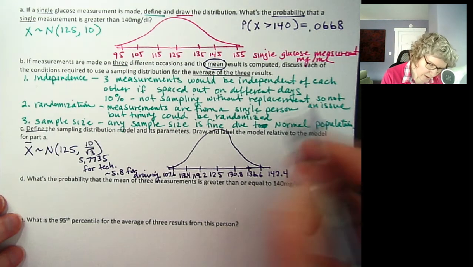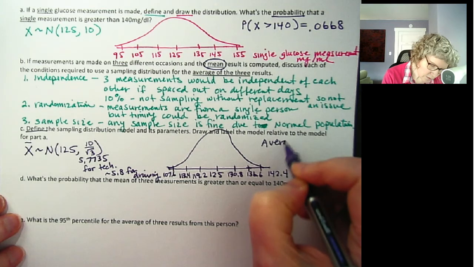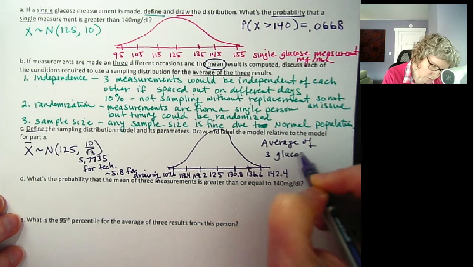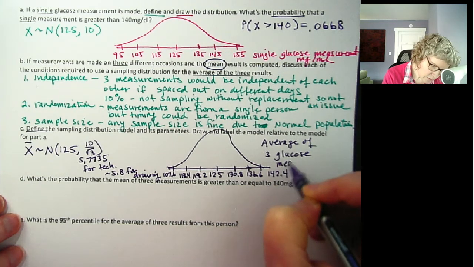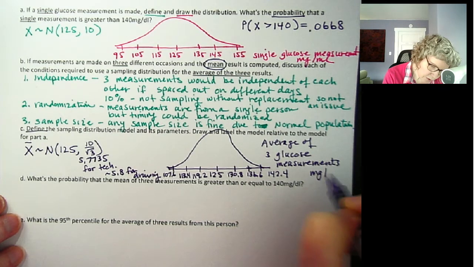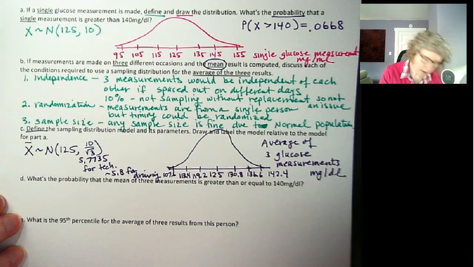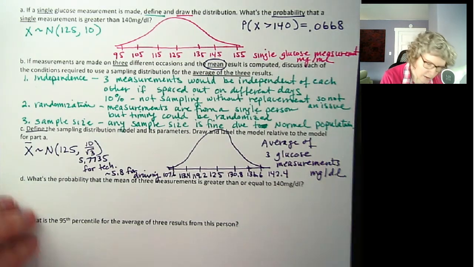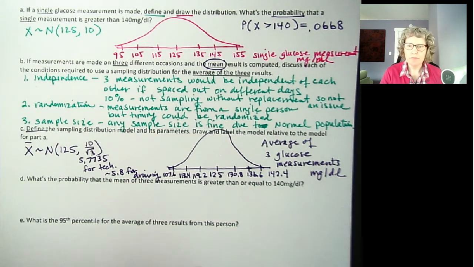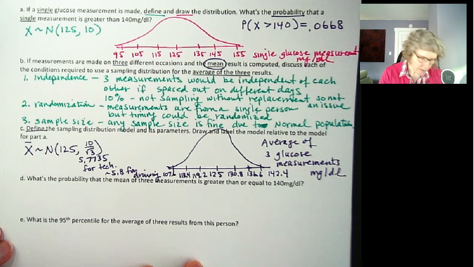So this is an average of 3 glucose measurements in milligrams per deciliter. Oops, I think above I wrote milliliter. I meant to say deciliter. Okay, so that is defining and drawing and labeling our model.